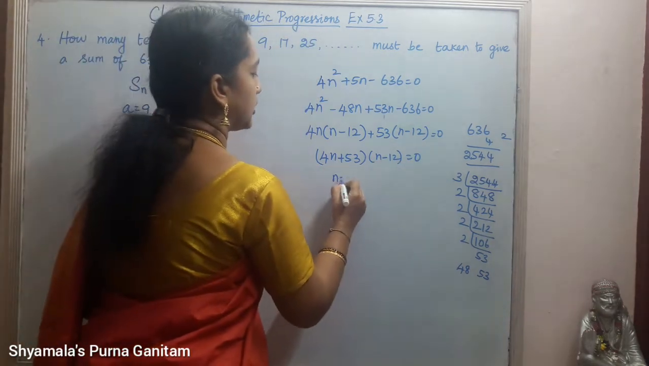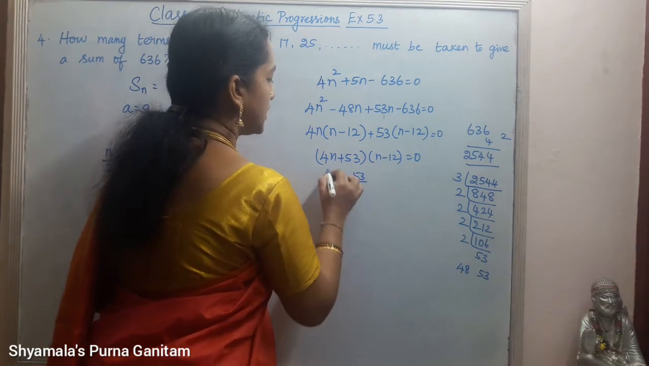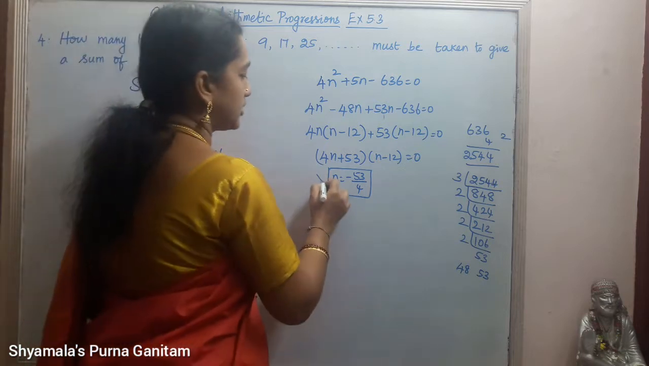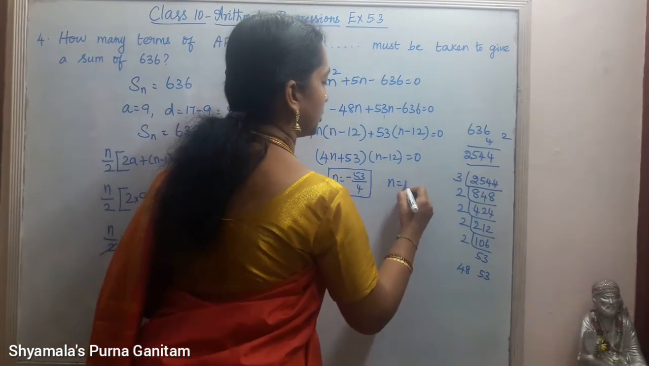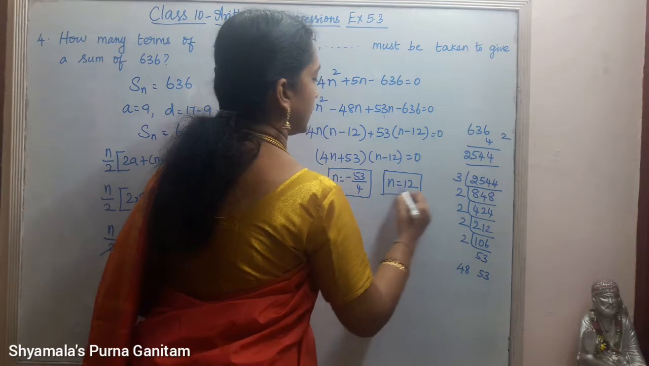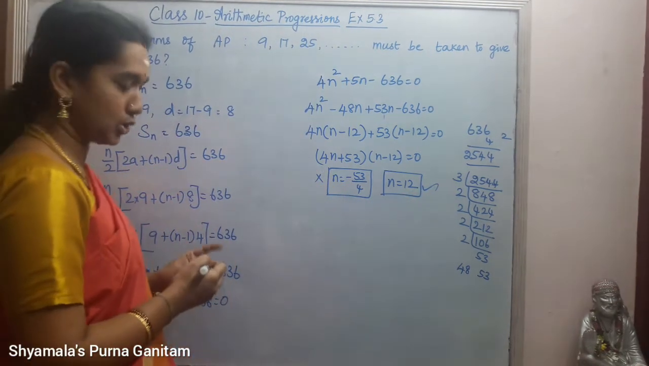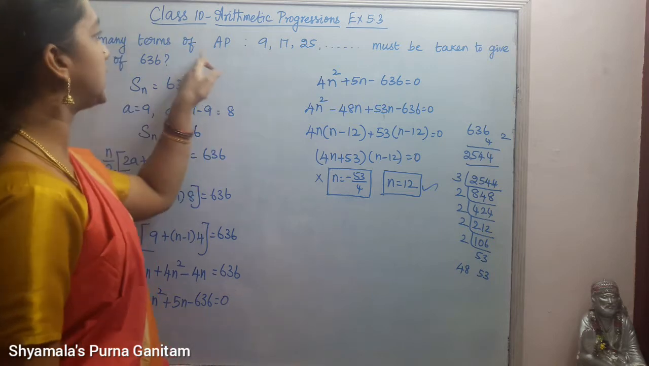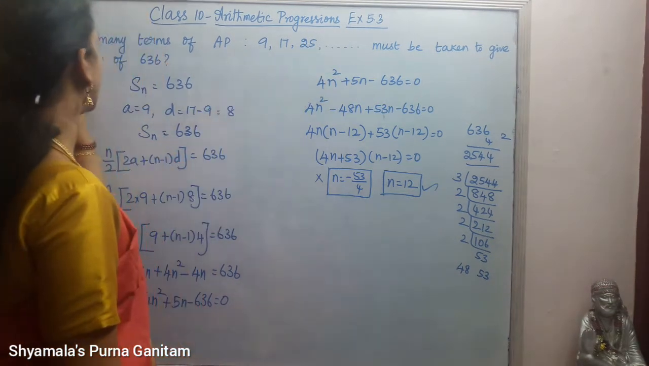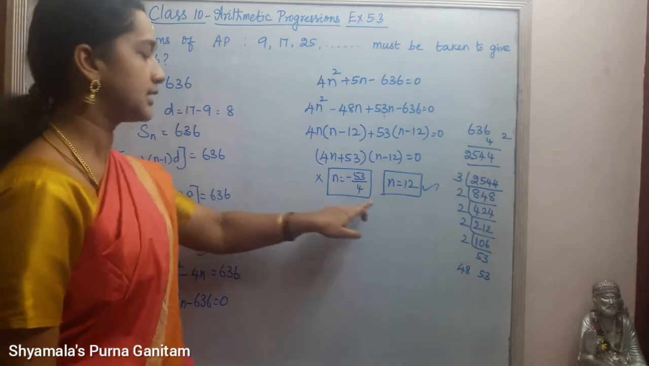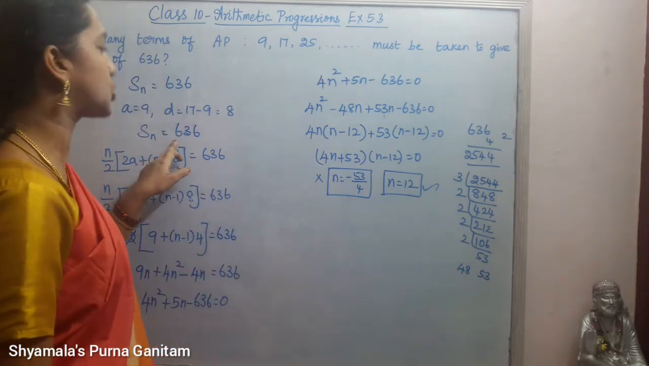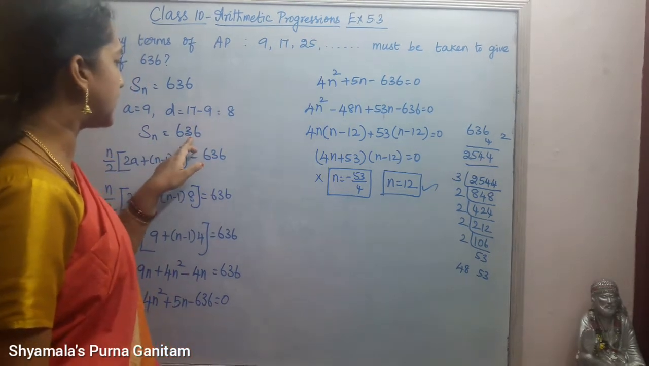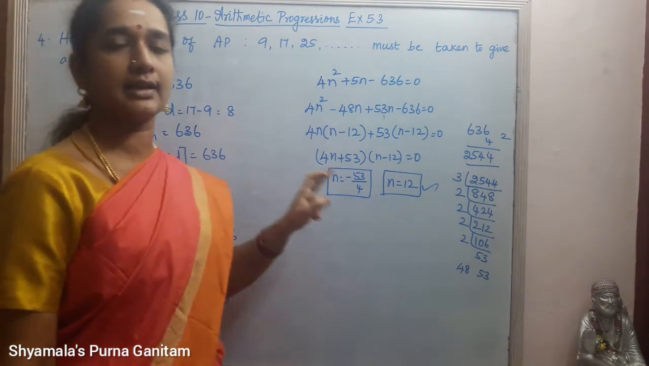But here n is equal to minus 53 by 4. So this is a fractional number. So number of terms is not possible in this. So this is rejected. So n is equal to 12 we will get. So the number of terms will be 12. How many terms of the AP must be taken to give the sum of 636? So the number of terms is 12. If we take 12 terms of the given sequence, we will get 636 as the sum.